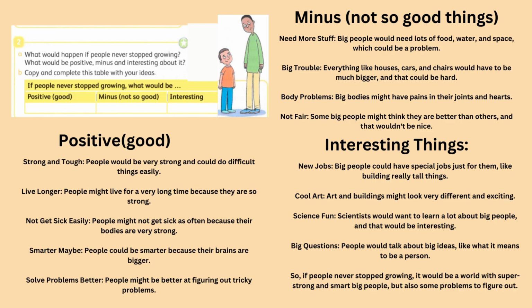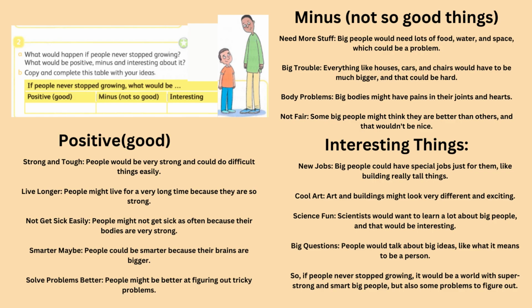Live longer. People might live for a very long time because they are so strong. Not get sick easily. People might not get sick as often because their bodies are very strong. Smarter, maybe. People could be smarter because their brains are bigger. Solve problems better. People might be better at figuring out tricky problems. Minus things, not so good.